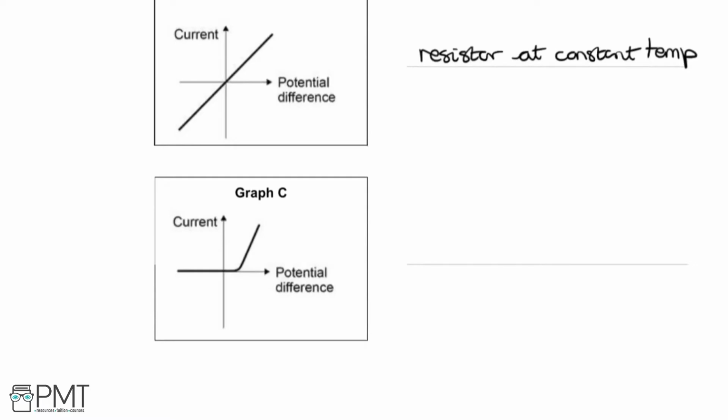In graph C, we can see that the current can only flow in one direction. No matter how high the potential difference is in the reverse direction, the current is 0. We can also see that in the forwards direction, the gradient is relatively high, so the resistance is relatively low. We should be able to recognize these characteristics from the IV graph of a diode.